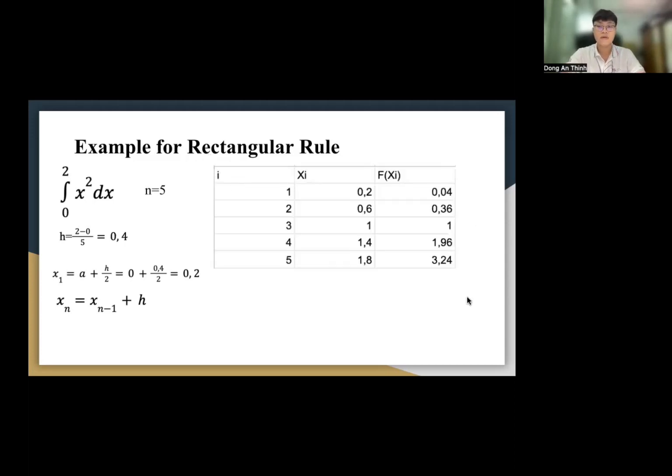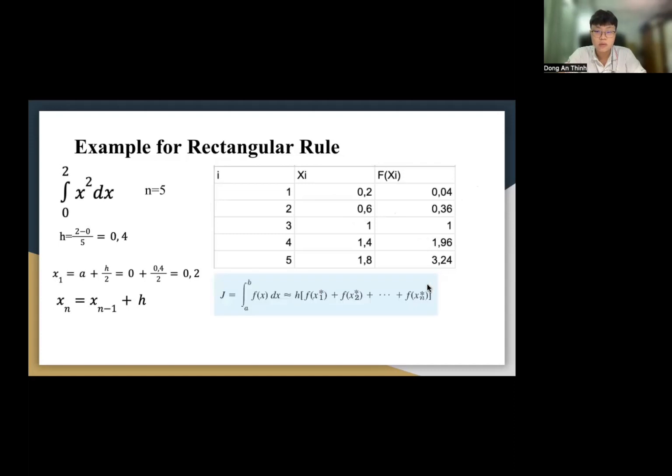Here's the table. I already did it for you. X here, like I just said, from the second x, we just have to take the previous one and plus h. So x2 is equal to x1 plus 0.4, and we have 0.6, and so on. Fx is where you just plug the x you just found into the function, like x squared. So 0.2 squared is 0.04, 0.6 squared is 0.36, and so on.